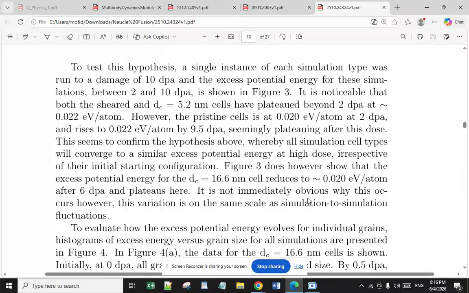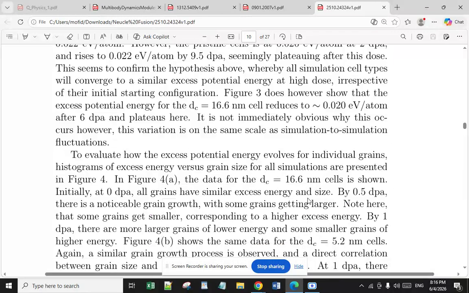Figure 3 does, however, show that the excess potential energy for the DC equals 16.6 nanometer cell reduced to almost 0.020 electron volt per atom after 6 dPa and plateaued here. It is not immediately obvious why this occurs. However, this variation is on the same scale as simulation to simulation fluctuations.